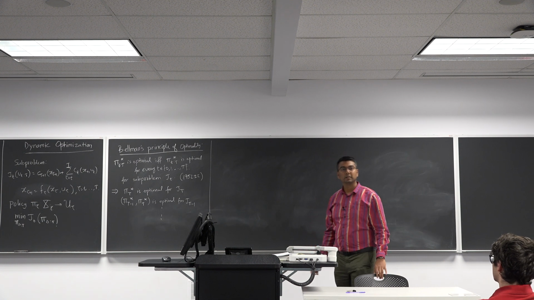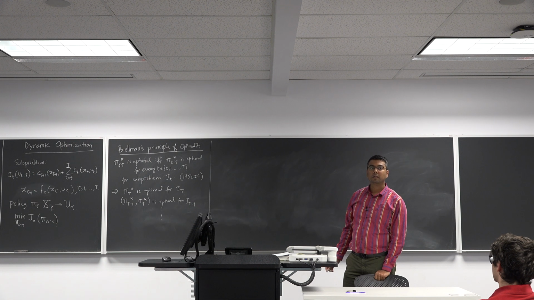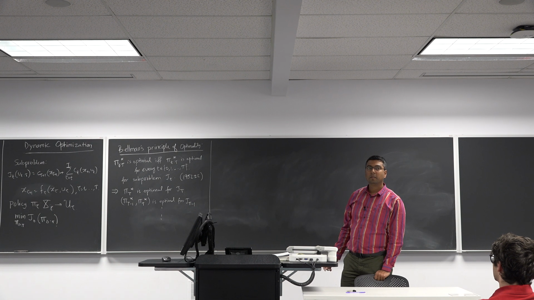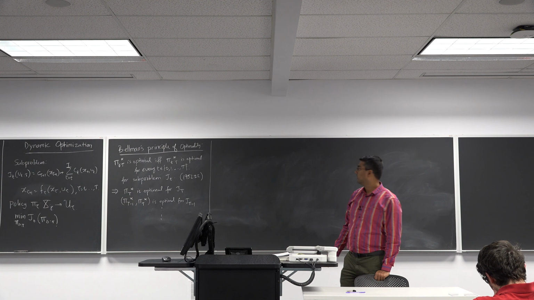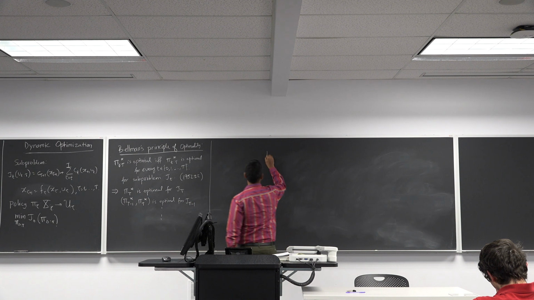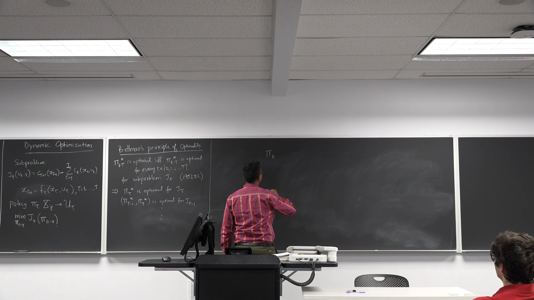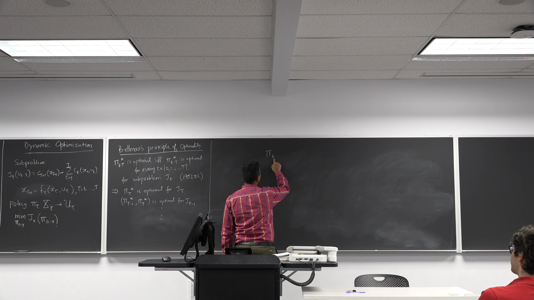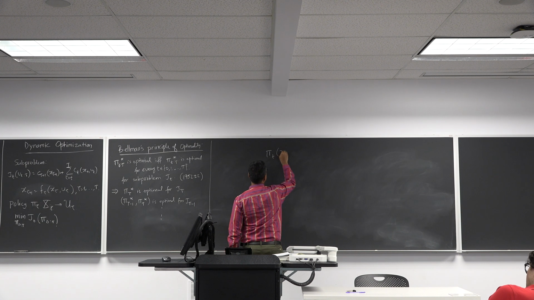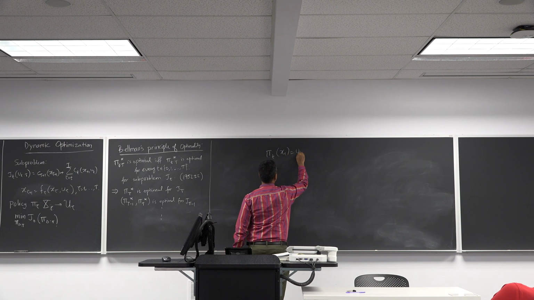Yes? So policy is defined for multiple time steps, and the function f is defined at each single time step. Is that correct? So pi t is defined for time step t, and this actually is a function of x_t and it outputs u_t.